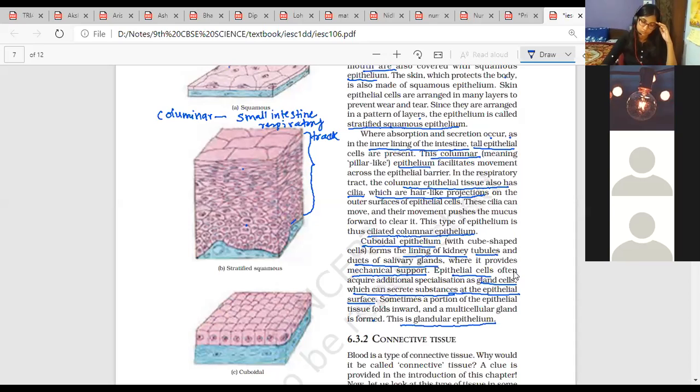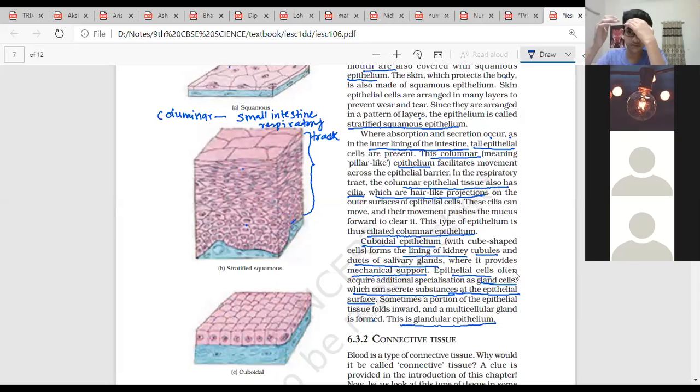Further is columnar epithelium, with column-like structures, present in the small intestine, where absorption and secretion of some substances takes place. Those secretions can easily pass through the columns. In the respiratory tract, the columnar epithelium is covered with cilia, hair-like projections, so those are called ciliated columnar epithelium.